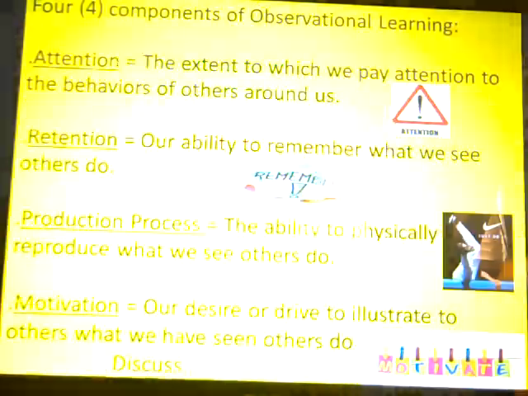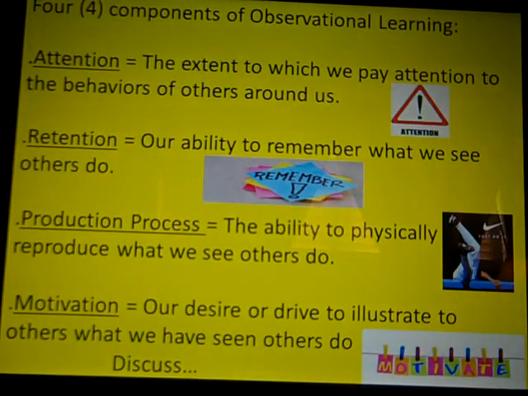There are 4 components to observational learning. You have attention, retention, the production process, and motivation. In order for observational learning to occur, these 4 things have to be in place. First of all, attention. If you're going to learn by watching someone else, you have to pay attention to what they're doing.